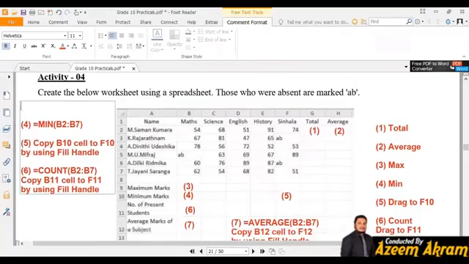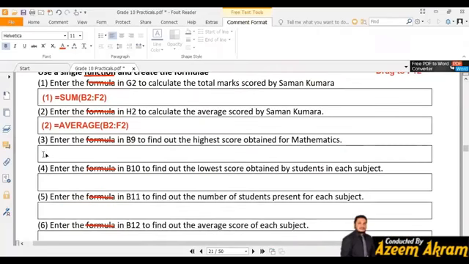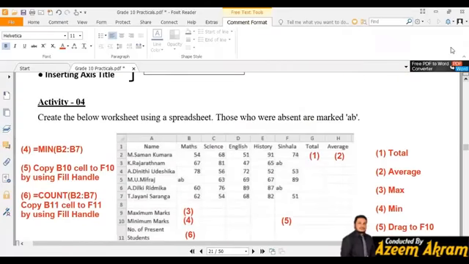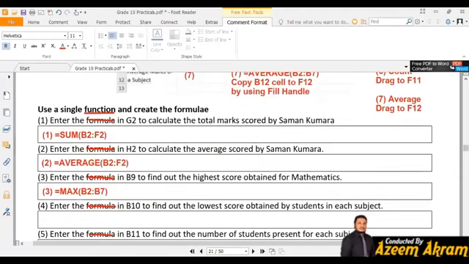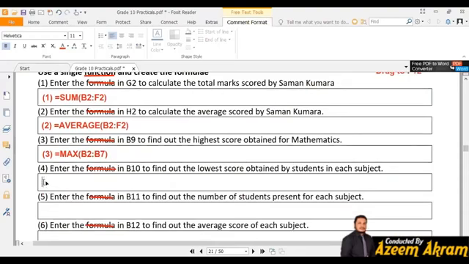Then we get into the next question: enter the function in B9 to find out the highest score obtained for mathematics. They are asking for the highest marks, so that's what we got. Typing in capital or simple letters is not an issue, it is not case sensitive, but I am following a standard.